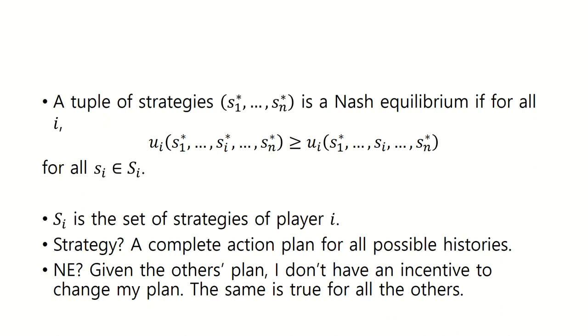The meaning of Nash equilibrium is this. Given the others' plans, I don't have an incentive to change my plan, and the same is true for everybody, for all the others. Then we are in a Nash equilibrium. So the meaning, interpretation, definition, everything is the same, except we are talking about strategies instead of actions. Alright?